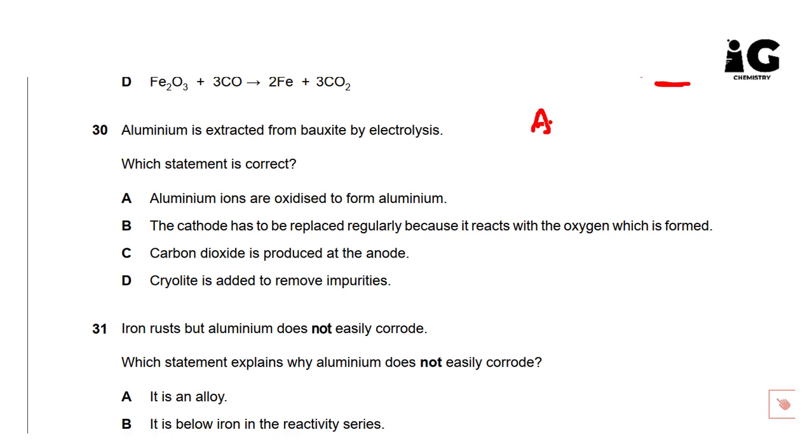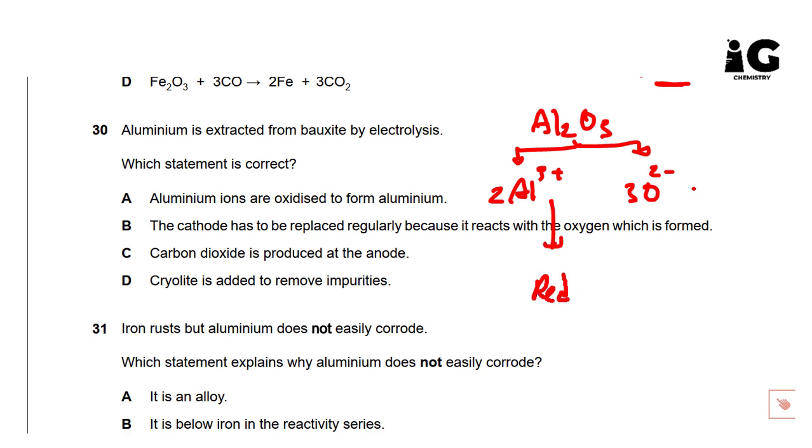30, aluminium is extracted from bauxite by electrolysis. In bauxite we have Al2O3. By electrolysis we have 2 different kinds of ions: 2Al3+ and 3O2-. Plus means it goes to the cathode to be reduced, and minus means it goes to the anode to be oxidized.